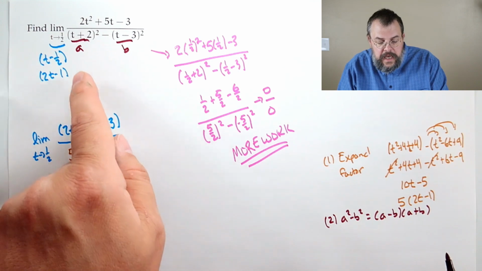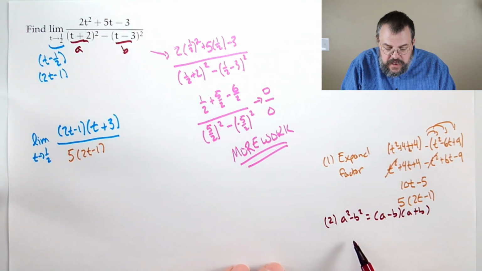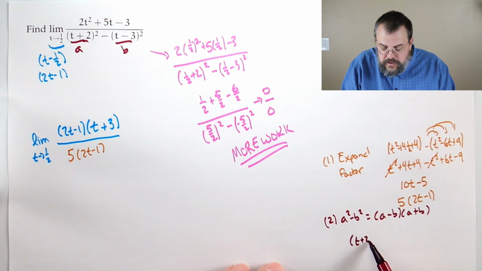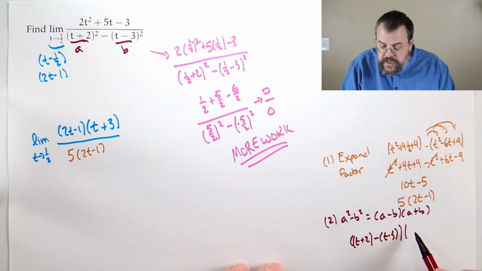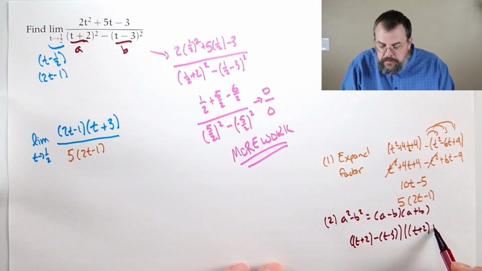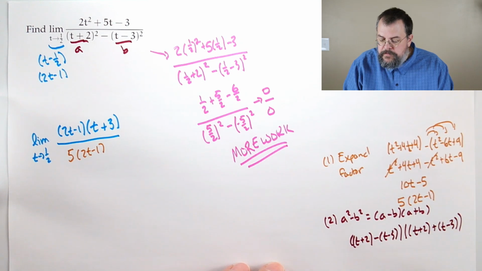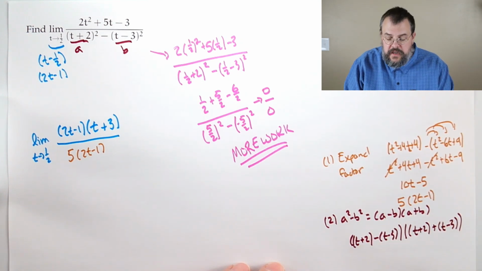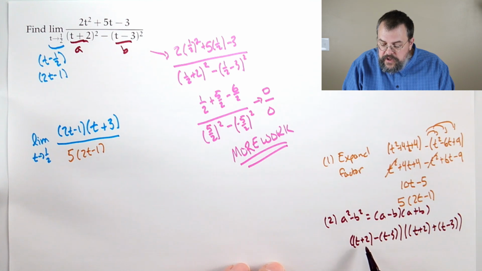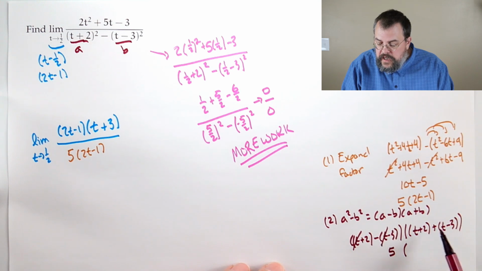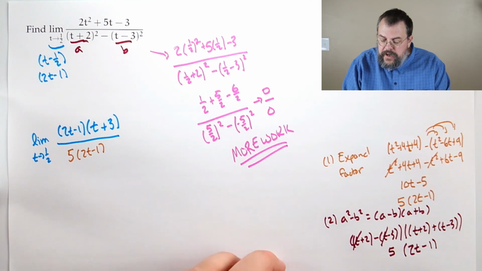So a minus b would become t plus 2 minus t minus 3, and a plus b is t plus 2 plus t minus 3. Okay, a minus b, a plus b. So here, t plus 2 subtract t minus 3. The t's cancel. 2 minus minus 3 is 5. Here we get t and t, that's 2t, plus 2 minus 3 is minus 1. 5 times 2t minus 1.